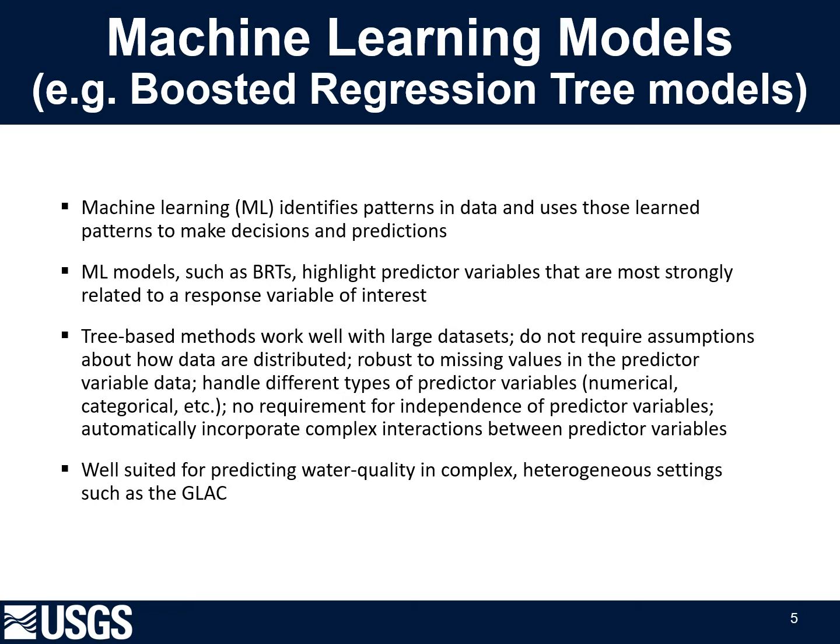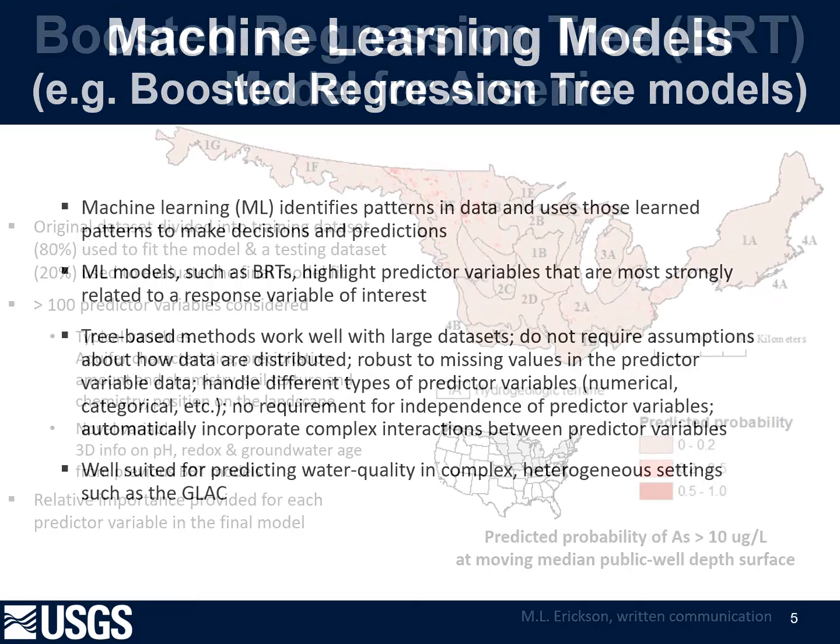They don't require assumptions about how data are distributed. They're robust to missing values in the predictor variable data. They handle different types of predictor variables. There's no requirement for independence of predictor variables, and they automatically incorporate complex interactions between predictor variables. So therefore, they're just really well suited for predicting water quality in complex heterogeneous settings like the glacial aquifer system.